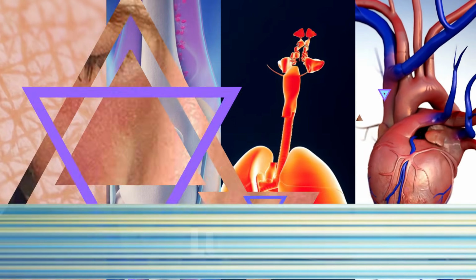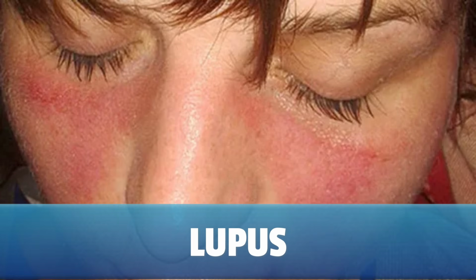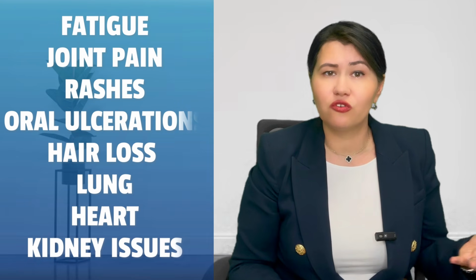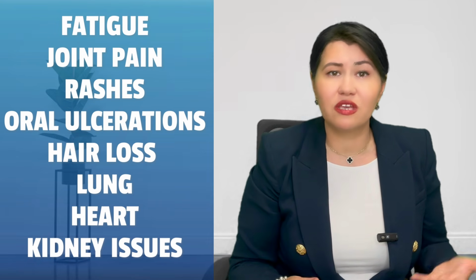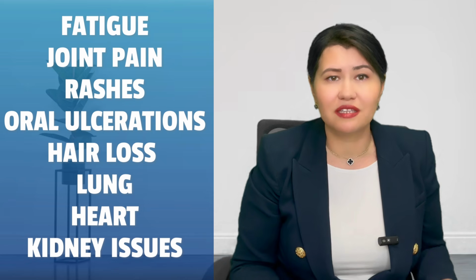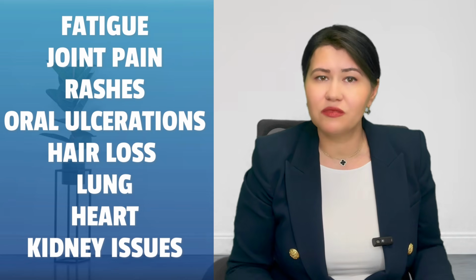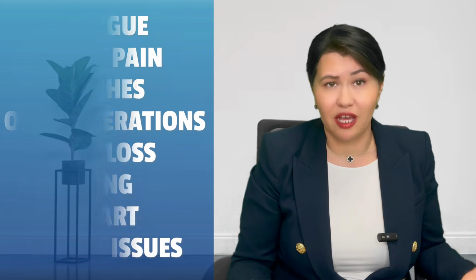Let's take lupus as an example. This is an autoimmune disease that may target any part of your body, from fatigue to joint pain, rashes, sores in the mouth, hair loss, and even lung, heart, and kidney issues. The symptoms of lupus can vary a lot.